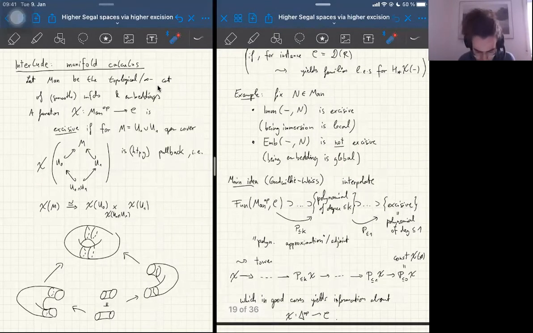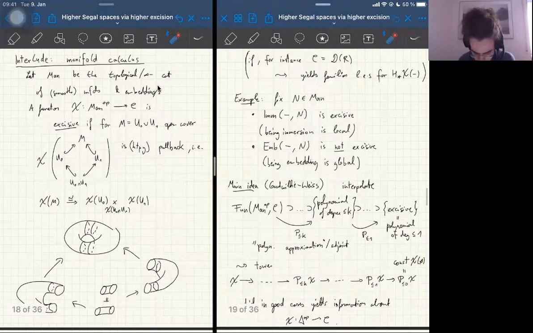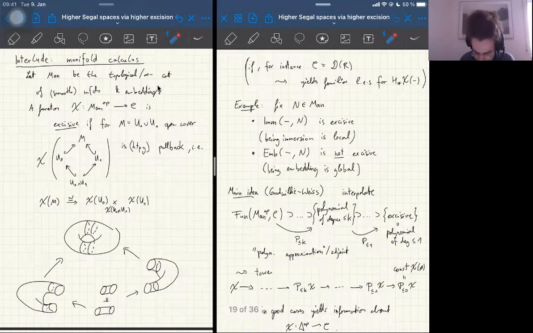But the main idea why this manifold calculus came up is that one should be able to approximate some arbitrary sheaf, such as the one of embeddings, by a hierarchy which starts with these immersions and then has something in between.